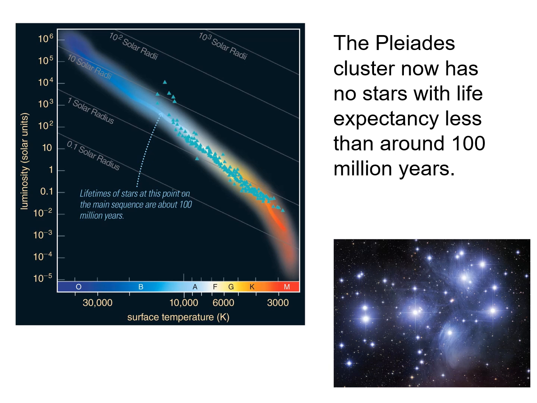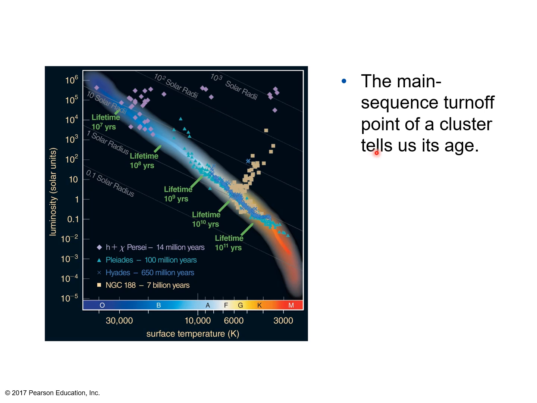The Pleiades cluster, otherwise known as Subaru, now has no stars with life expectancy less than around 100 million years. So these are some data points. Every one of these blue triangles represents stars. And here they are right there. And you'll notice above where my pointer is, there are no other stars up the main sequence. So this is what's called the main sequence turnoff point. And that tells us, since it corresponds to an age of about 100 million years, how old the Pleiades cluster is. So again, the main sequence turnoff point of a cluster tells its age.